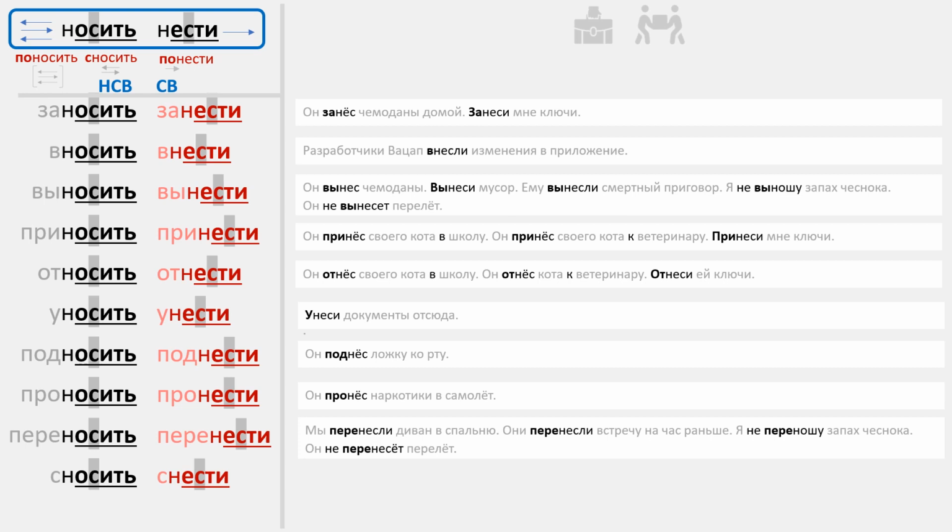Сносить is one of the perfective forms of носить, and at the same time it is a different imperfective NSV verb with its own meaning and own perfective form снести. It means to pull down, to demolish something. They demolished the old building. Они снесли старое здание.